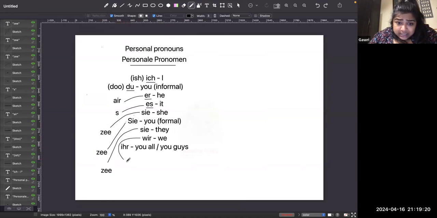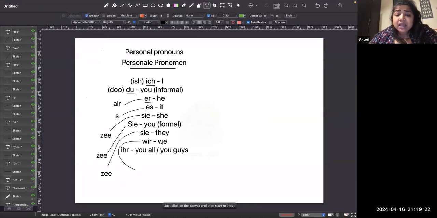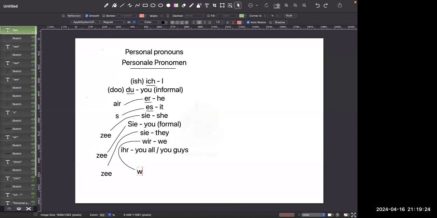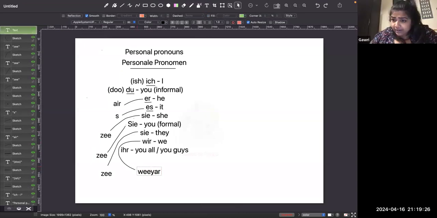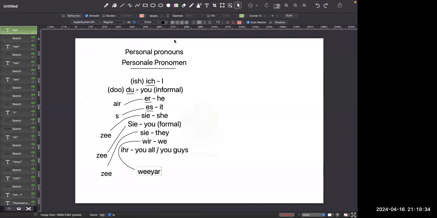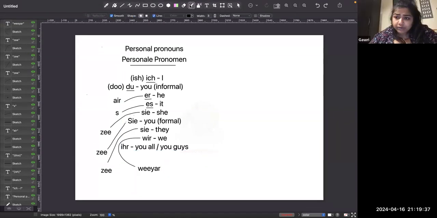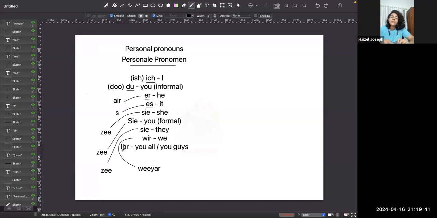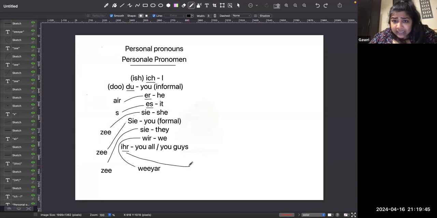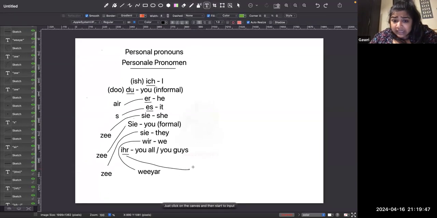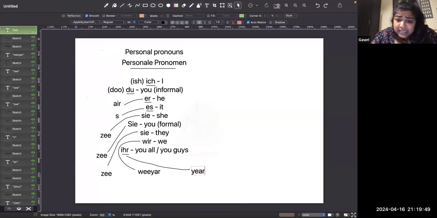WIR, this is pronounced as weir. Weir. Ear sound also has to come. Weir. Genau. Weir. Correct. And this IHR, the last one, IHR, this is pronounced like the English word YEAR.